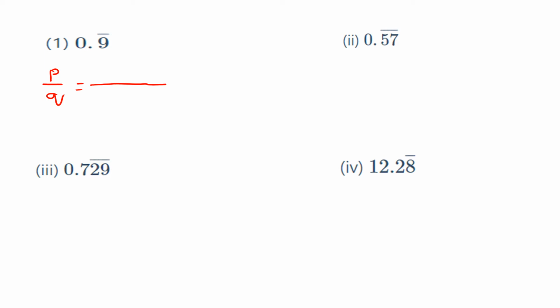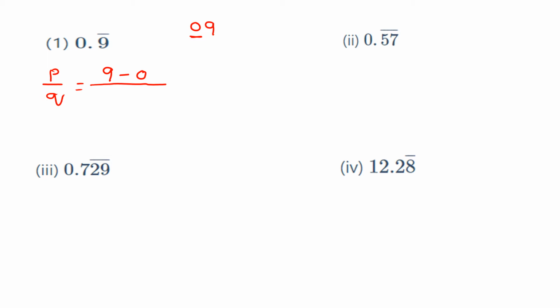Let us see. For 0.9 bar, first we should take the total number, that is 0.9, which means 9 only. So 9 minus, what should we subtract? Which digits are not repeating in that total number? 0 only, right? That should be subtracted from the total number.